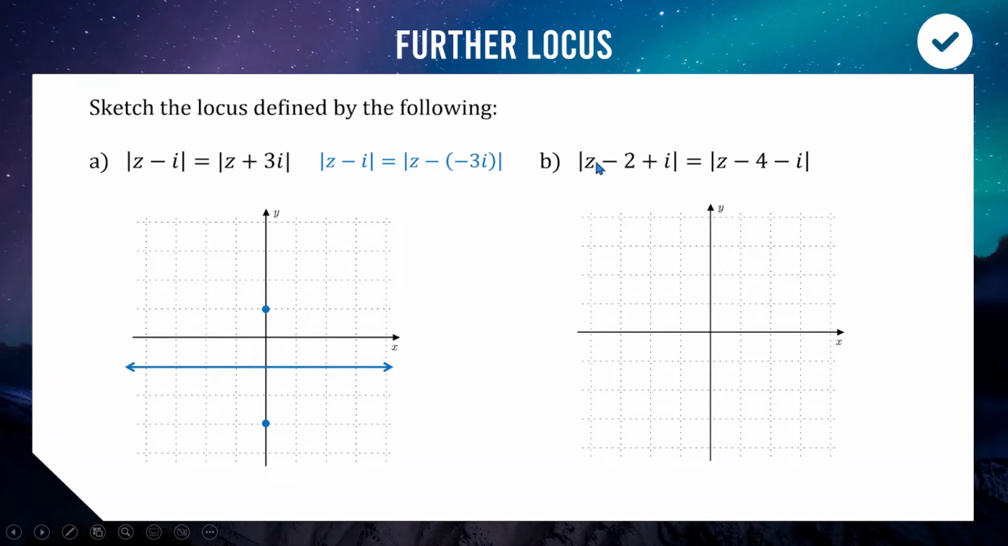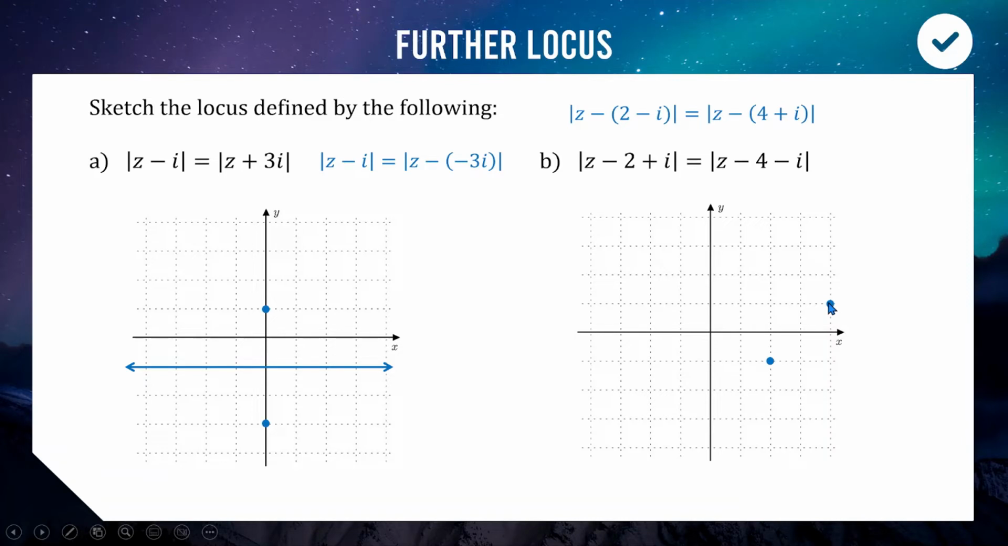Over here, same thing, we have a double moduli, so we'll start off by writing everything in terms of minus. So we'll have modulus of z minus the point 2 minus i, is equal to modulus of z minus 4 plus i. So now we read this and we interpret it as, we need to be equidistant from 2 minus i and 4 plus i. So we're going to put a dot at 2 minus i right here, and a dot at 4 plus i, which is just here.